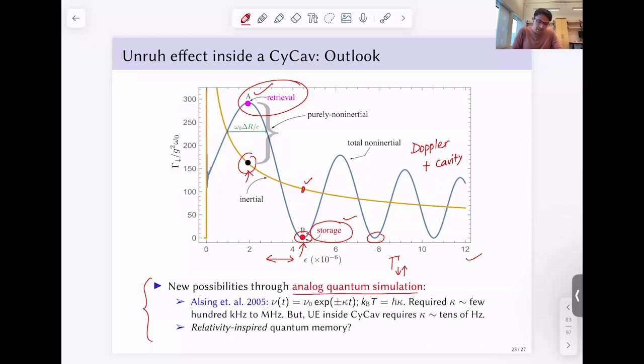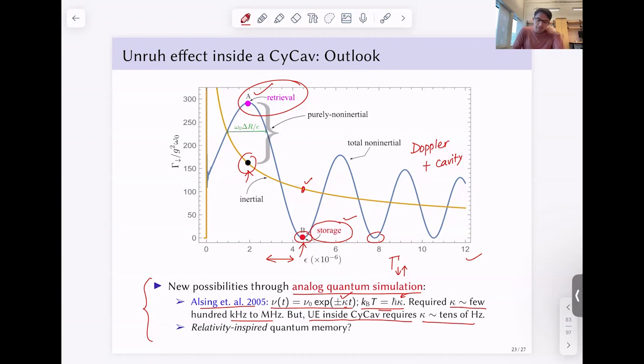People have studied analog systems to detect the equivalent of the Unruh effect. One such proposal showed that if you consider an ion trap and you modulate the frequency of this ion trap exponentially in this fashion, then there is an effective temperature associated with this situation, which depends on this modulation coefficient kappa, the parameter that governs your exponential modulation of the trap frequency. Such setups required a kappa of the order of kilohertz or megahertz, but with the numbers which are possible in the Unruh effect inside the cylindrical cavity, the required kappa would be of the order of tens of hertz.